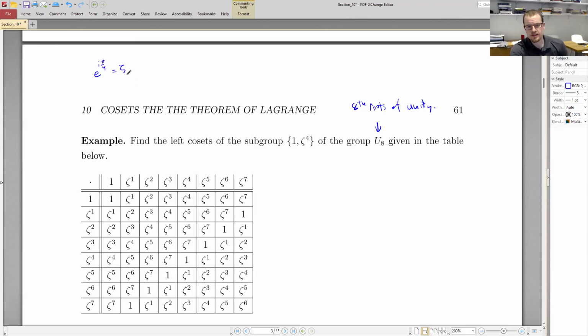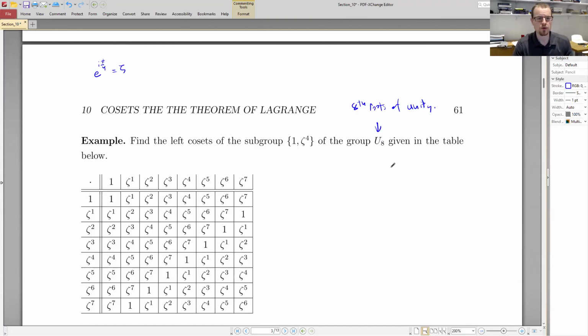So we have our generator zeta, and we want to consider it to the fourth power. That's what we're working with right now. So 1 and zeta to the fourth power as our subgroup. Notice that zeta to the fourth times zeta to the fourth gives us 1, and 1 times zeta to the fourth, of course, gives us zeta to the fourth. So we have a subgroup there. That looks good.